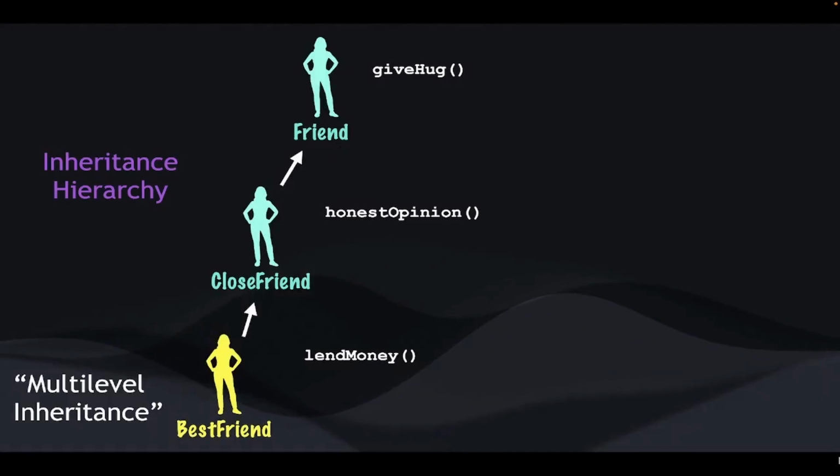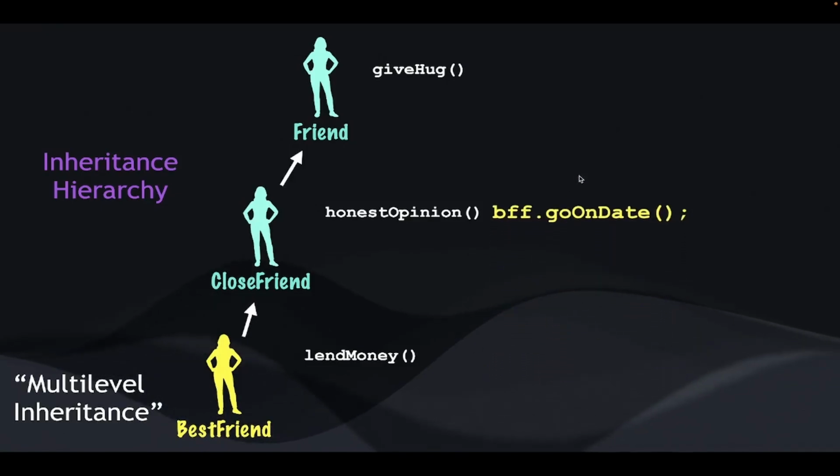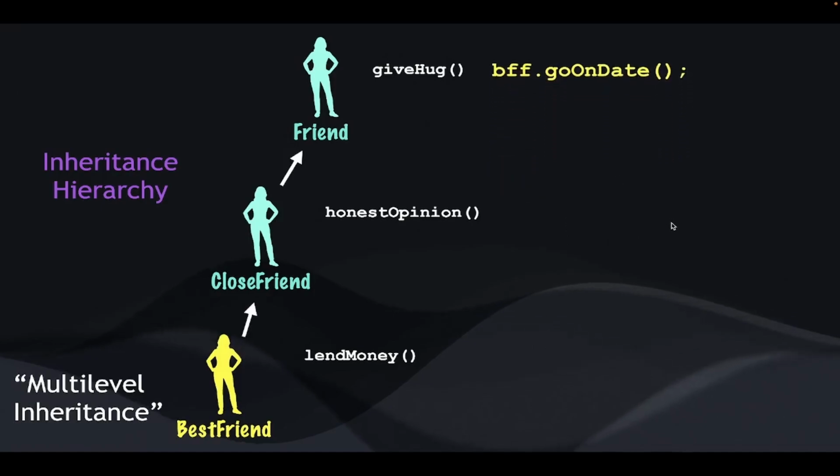Now, a few minutes ago, I talked about how a method call moves up the inheritance hierarchy, in this case, BFF go on date, which doesn't exist. And when it gets to the highest level superclass, it then essentially won't compile from there.